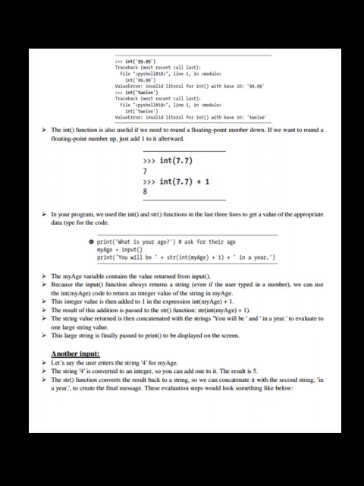Let's say the user enters the string '4' for myAge. The string '4' is converted to an integer, so you can add 1 to it. The result is 5. The str function converts the result back to a string, so we can concatenate it with the second string ' in a year' to create the final message. These evaluation steps would look something like below.